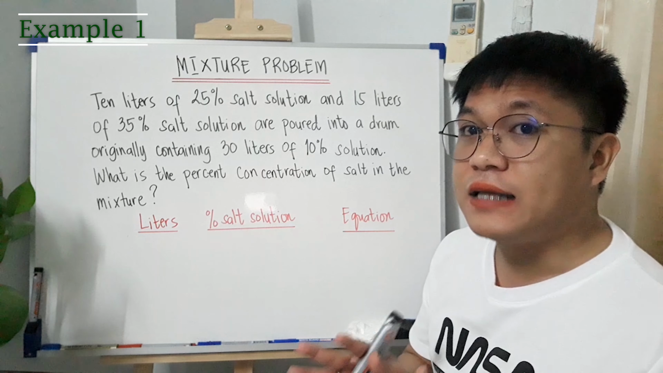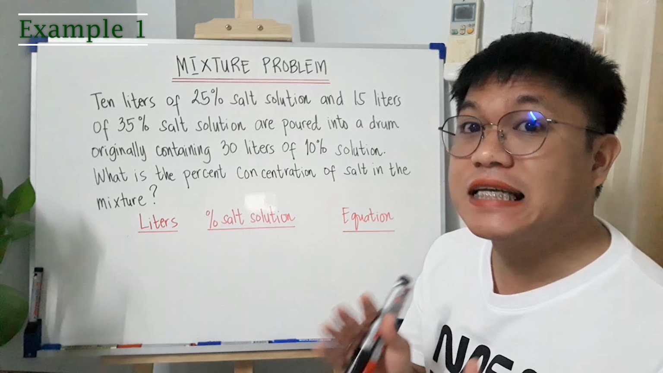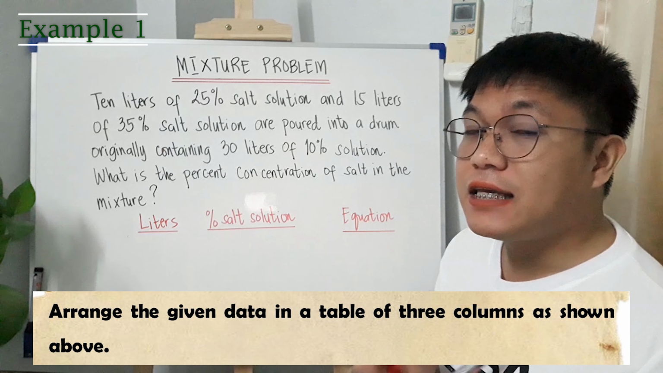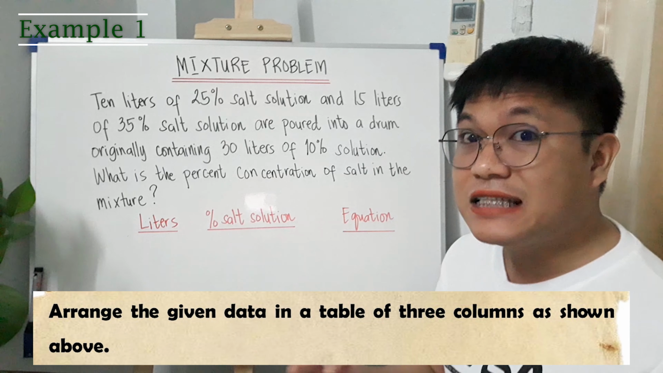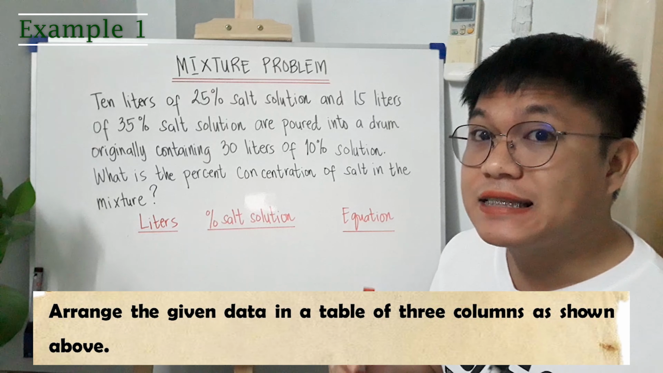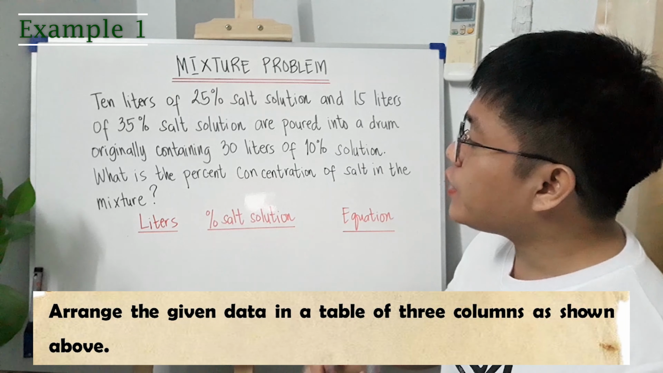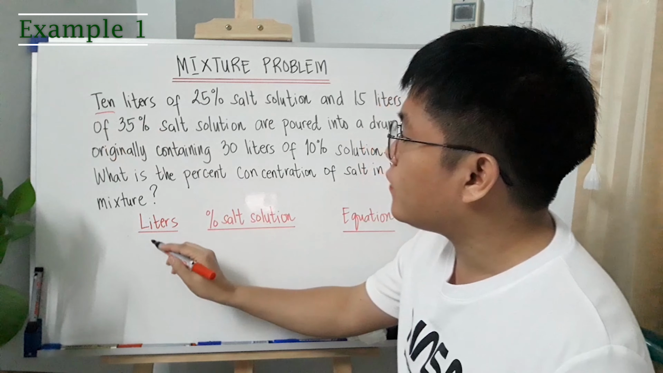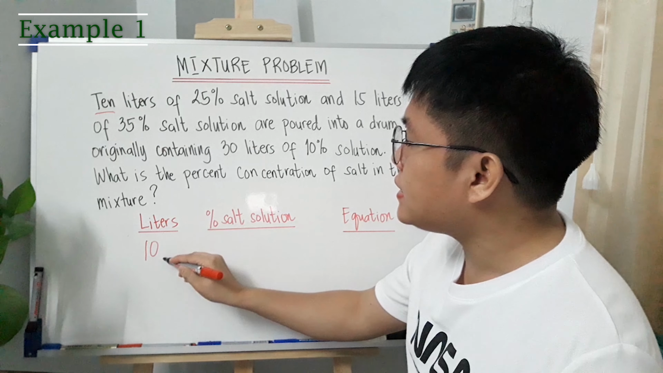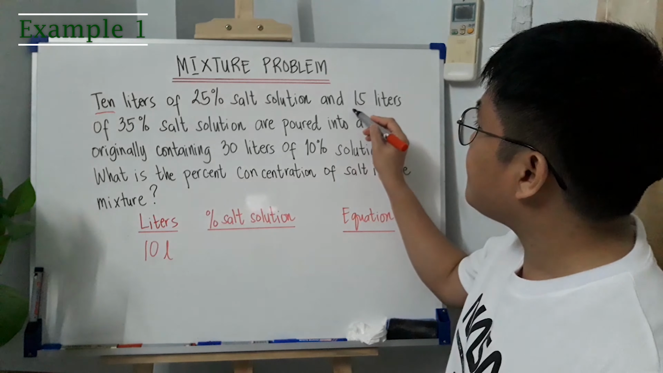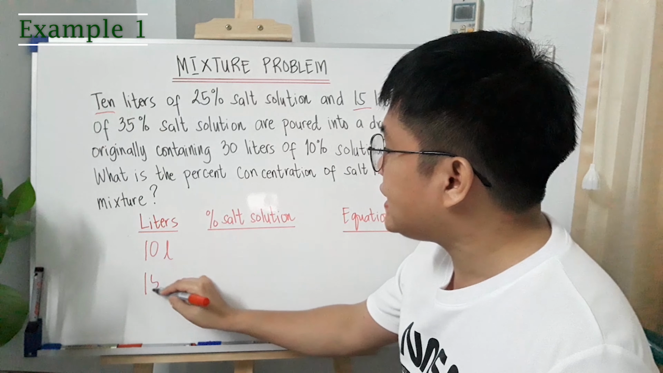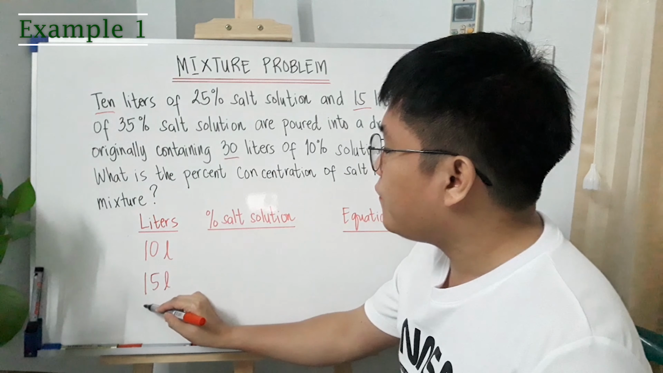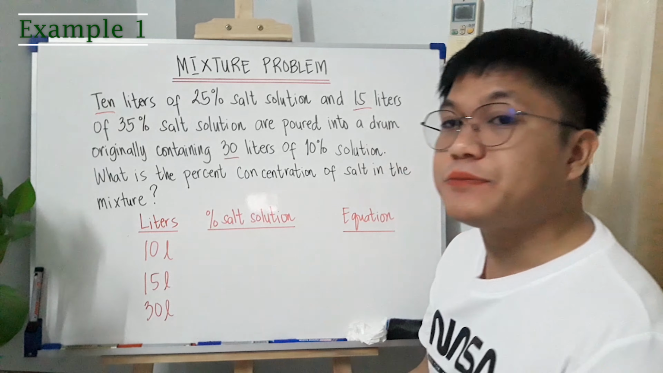So what we are going to do now is identify the given first. You are going to write your given in this table so that it is easy for you to organize your data. So we are going to write first liters. We have here 10. This is the first one. There is a 10 liters. And then we have here 15. There is a 15 liters. And then the last one is 30. We have here 30 liters.